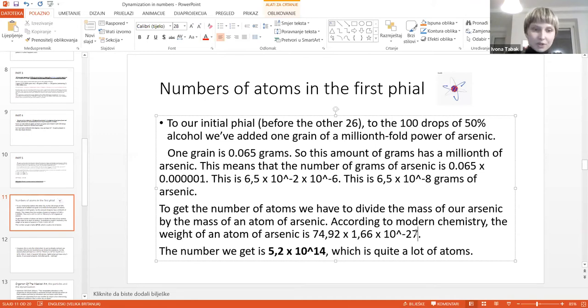But anyway, there are two numbers. One number denotes how many electrons or protons we have in the element. The other one is how much more weight this element has than an atom of hydrogen. So I've calculated that, and then I've taken the mass of the substance and divided it by this number, and that's how we get the number of atoms, basically.